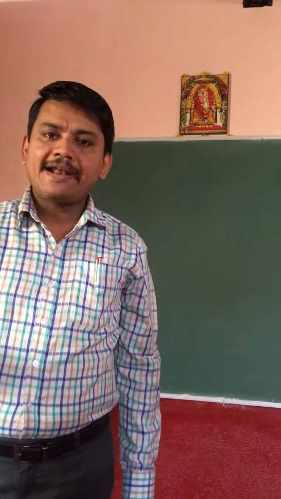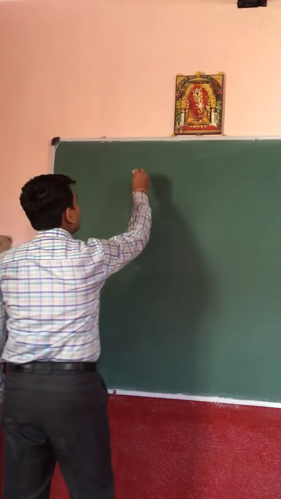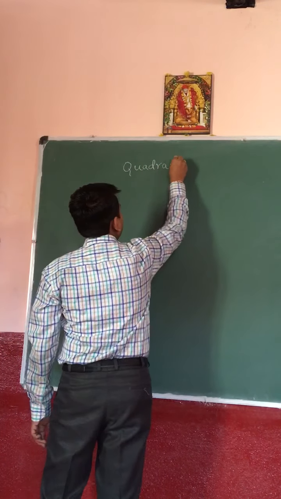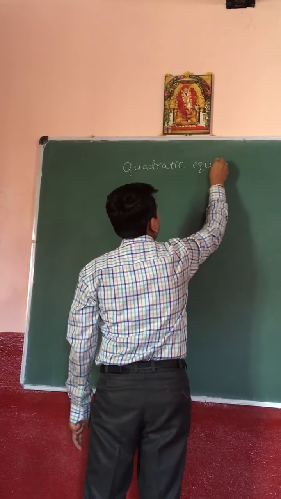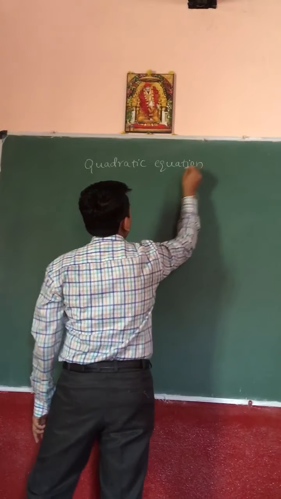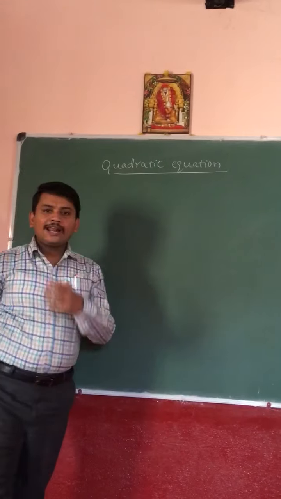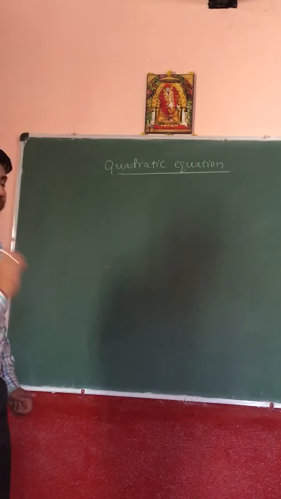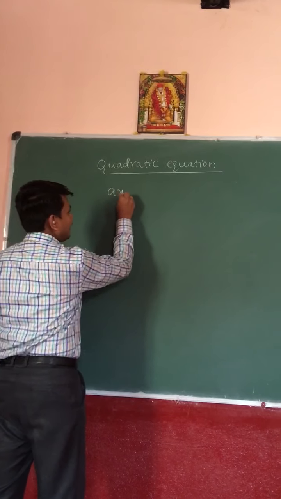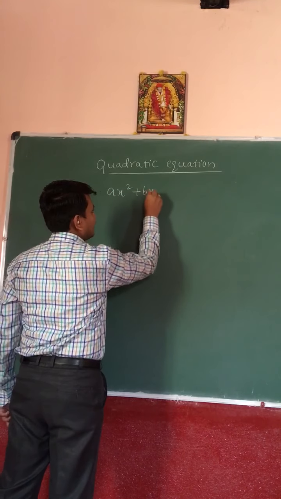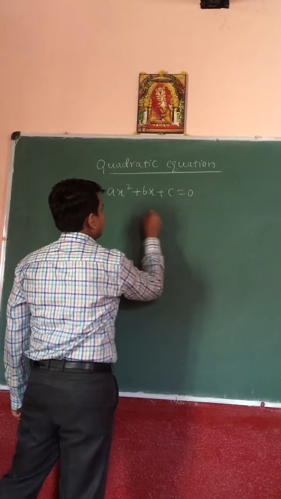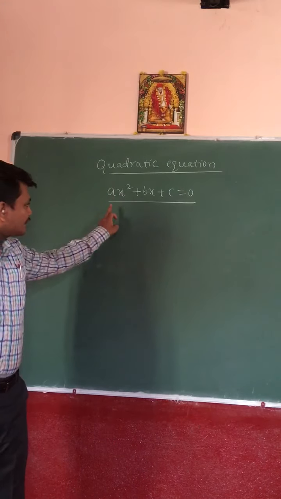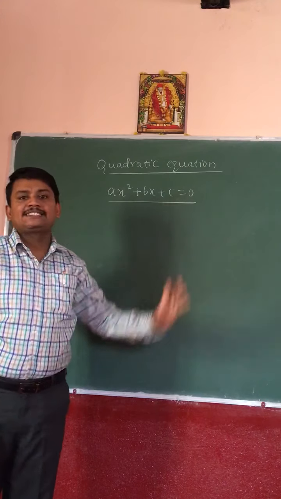Introduction to quadratic equation. A quadratic equation is in the form of ax square plus bx plus c is equal to 0. This is the standard form of a quadratic equation: ax square plus bx plus c is equal to 0.